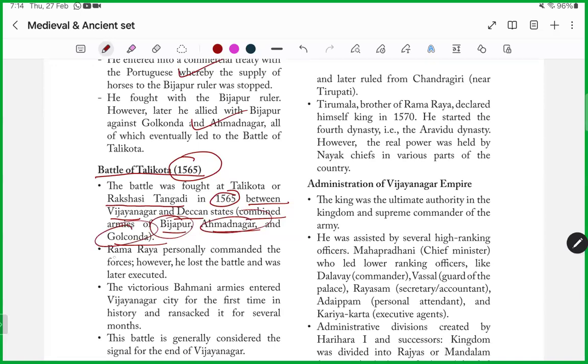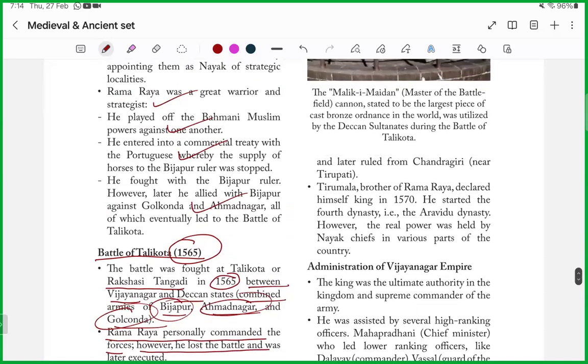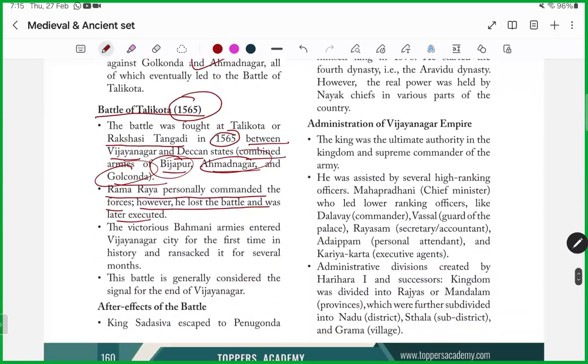Rama Raya personally commanded the forces. However, he lost the battle and was later executed. Rama Raya was a great warrior and strategist. He played off the Muslim powers against one another. So this is a little about Rama Raya.